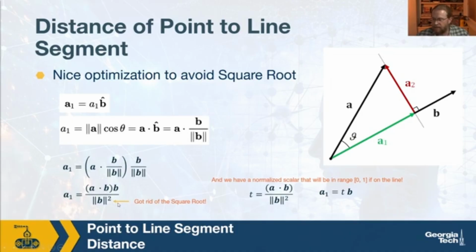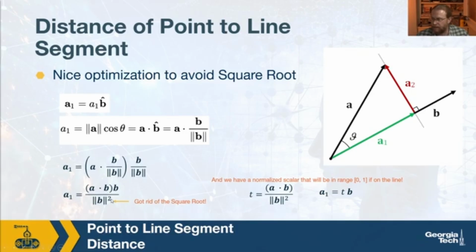Now this is nice because if you recall, the magnitude is the square root of the sum of squares of the individual terms. So we're taking a square root and squaring it, so that cancels that out for us. And so that is getting rid of the square root, so that's a nice thing to have.